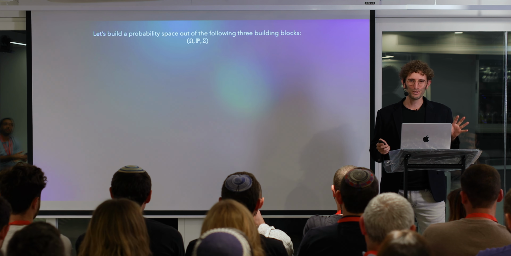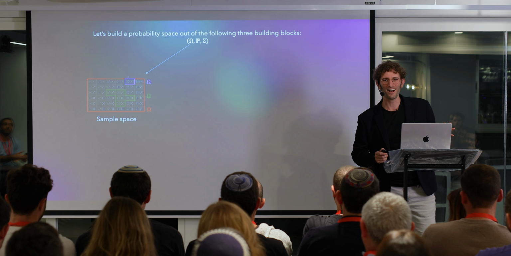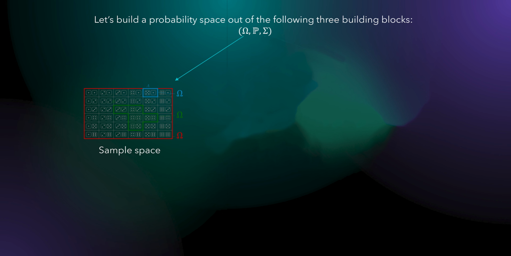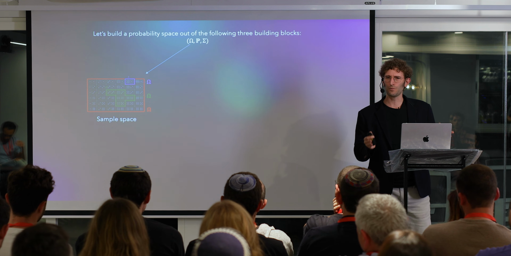So anyway, we're going to build it out of 3 blocks. Okay, the first block is omega. So I got it right this time. It is the set of all possible outcomes. Okay, and now this set we can define however we want.